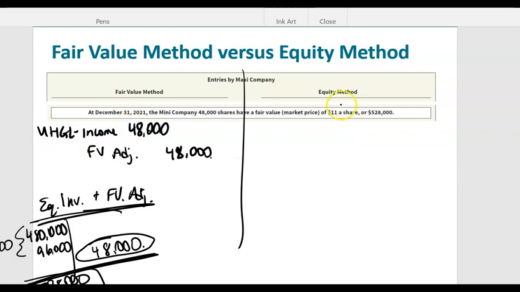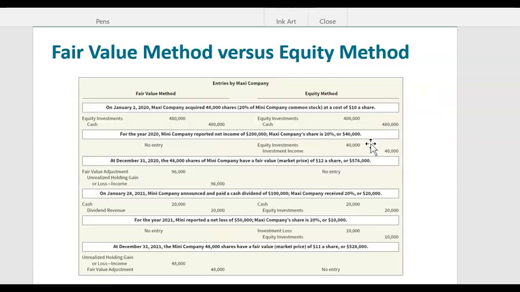And what do we do under the equity method? Remember, under the equity method, we ignore these unrealized gains and losses due to changes in fair values. Here we can see a summary. You can pause and look over this, but this shows side by side every one of the events or transactions and how the accounting differs between the fair value method and the equity method.